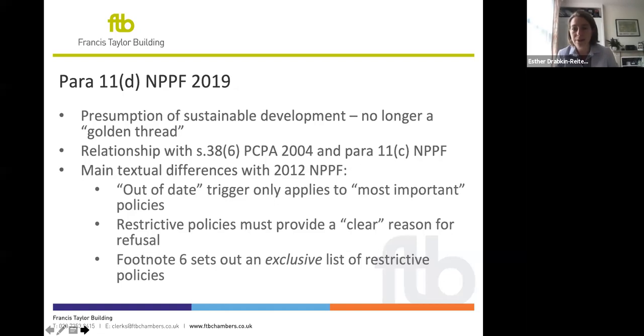It's also necessary now to demonstrate that the restrictive policies provide a clear reason for refusal. So previously in the 2012 NPPF, the text said that policies must simply indicate that development should be restricted. And also the previous footnote 9, which set out restrictive policies, began with the words, for example, setting out an indicative list, whereas the current footnote 6 sets out an exclusive list of policies.